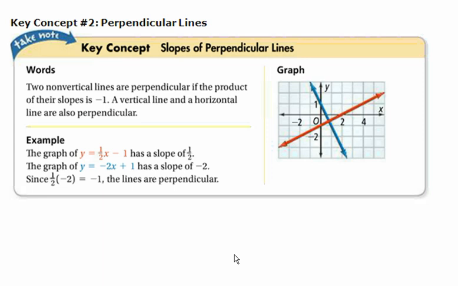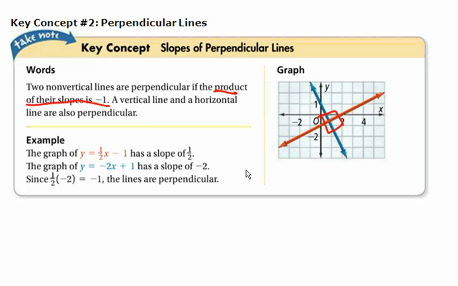Now let's look at perpendicular lines. Perpendicular lines are lines that intersect at a 90-degree angle. Now what we need to know is that if they intersect at a 90-degree angle, the product of their slopes is -1.